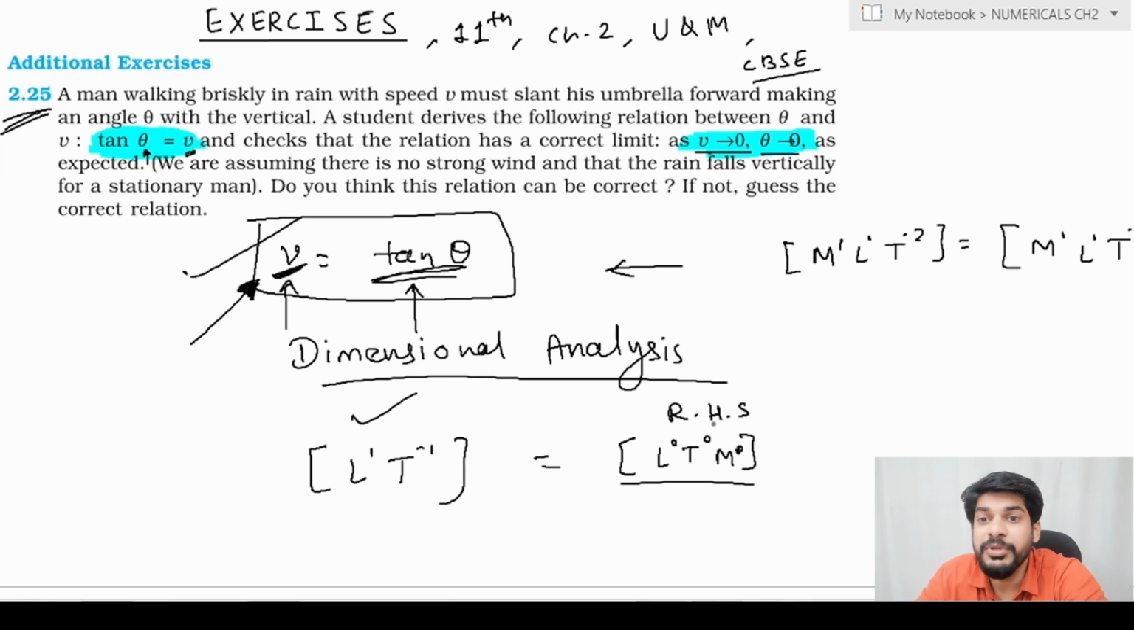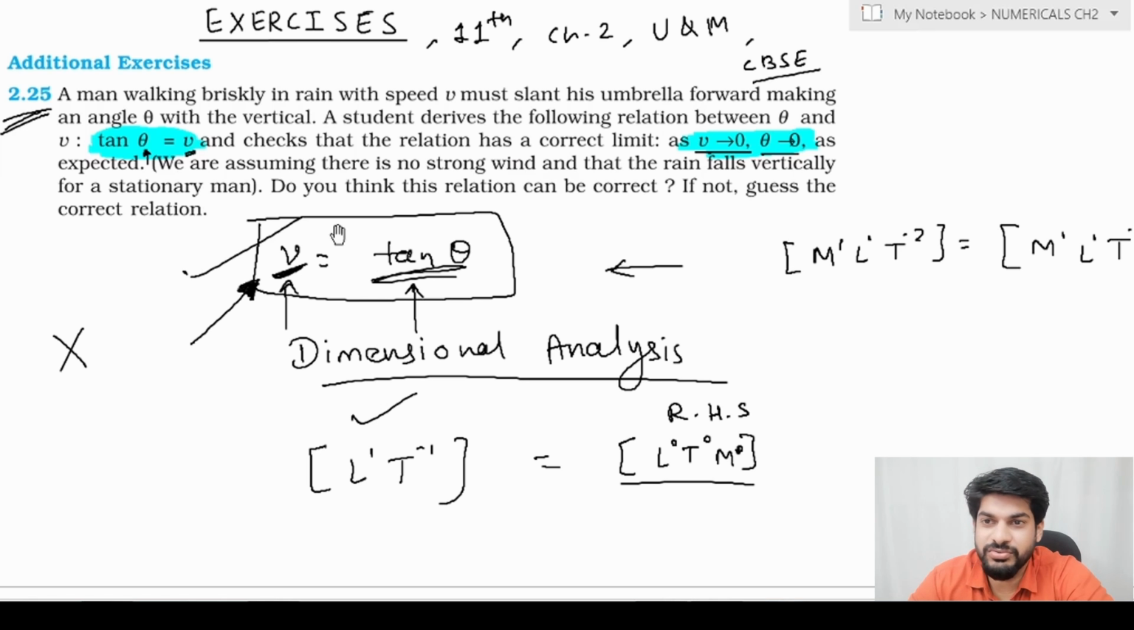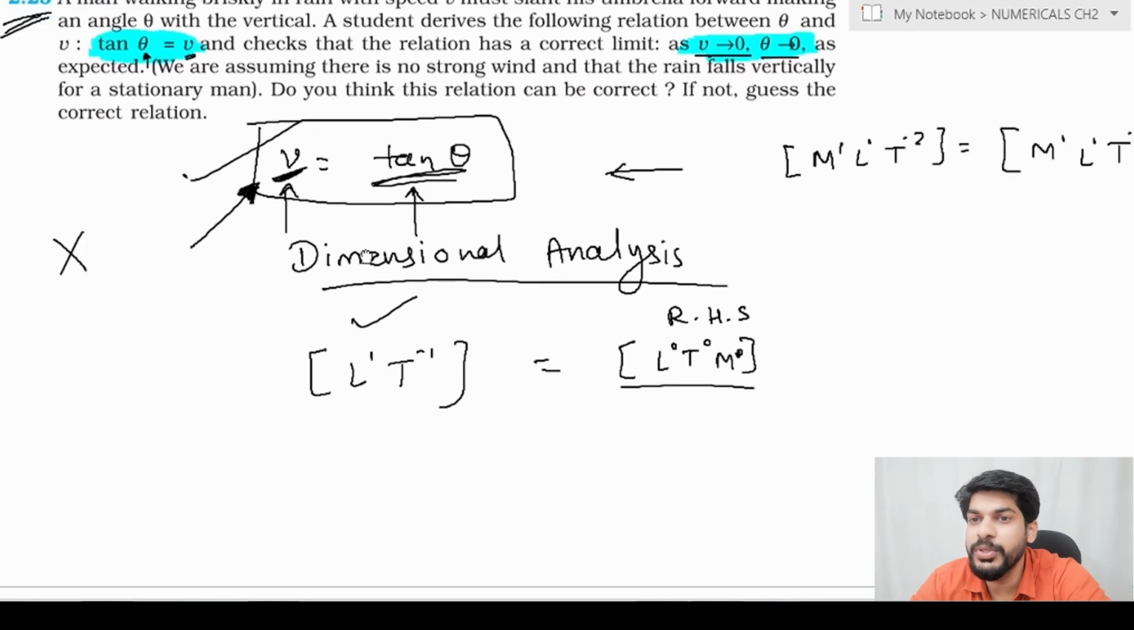So this equation is dimensionally wrong. It is not dimensionally correct, or not dimensionally consistent, or not dimensionally homogeneous. There are lots of phrases for this. In this way we can directly rule out this equation and say that this cannot be a correct equation.